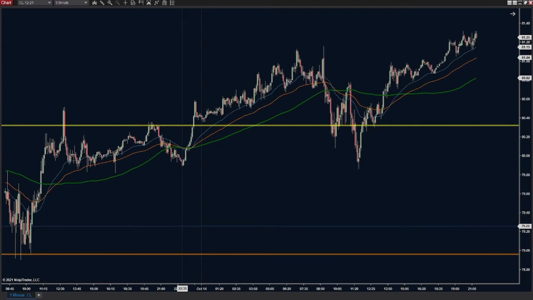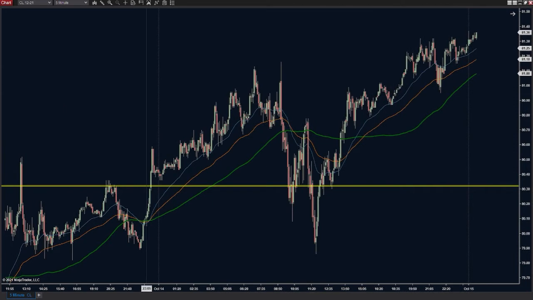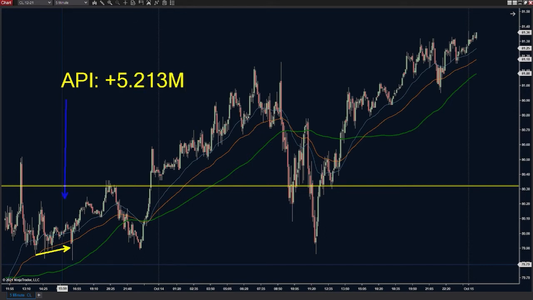So if we take that information, let me move this over here, and we look at how this all played out. Remember, the API report on the inventories for crude oil comes out at 16:30. So if we go across the board here, the API report came out right here. Now, you remember the API report, as we saw on investing.com's calendar, came out at a positive 5.213 million. That means that they had 5.213 million more barrels than they expected to have. You'd expect it to be bearish. But the market responded bullish.